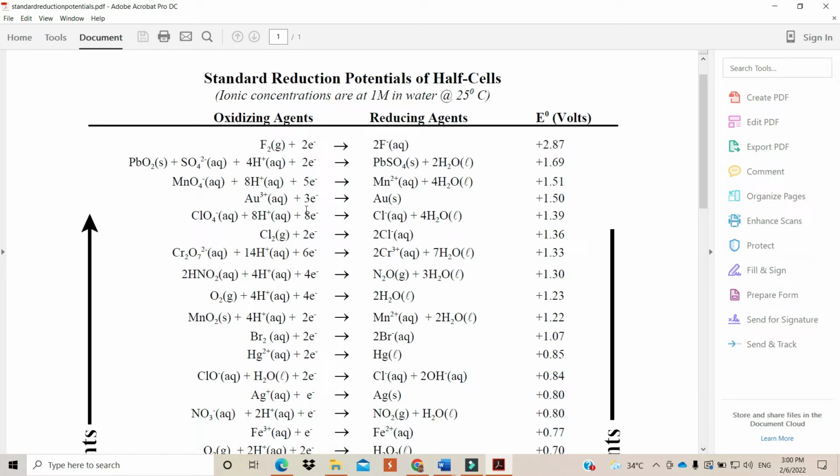For example, chlorine. For reduction, chlorine gains 2 electrons and becomes chloride ion. If in the given reaction the chloride ion oxidizes into chlorine, yang ni reaction equation ni akan terbalik lah. 2 chloride ions will produce 1 chlorine plus 2 electrons. Okay, saya tunjuklah kat sini.